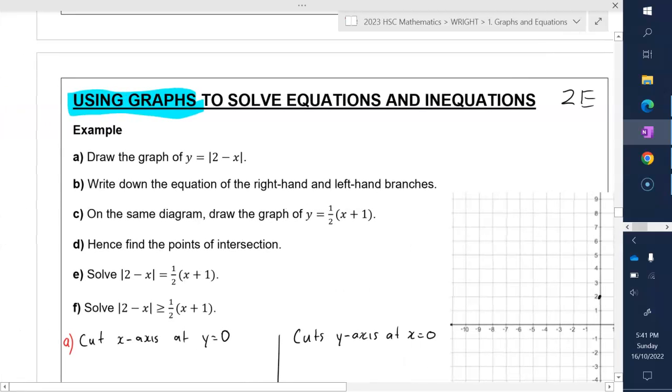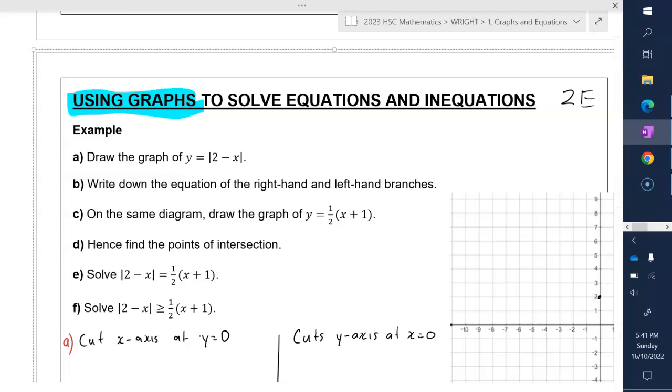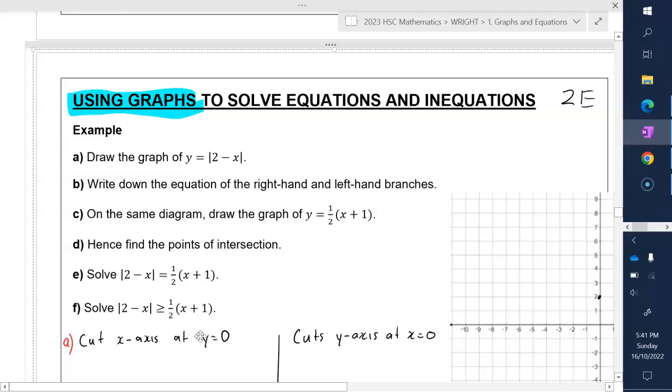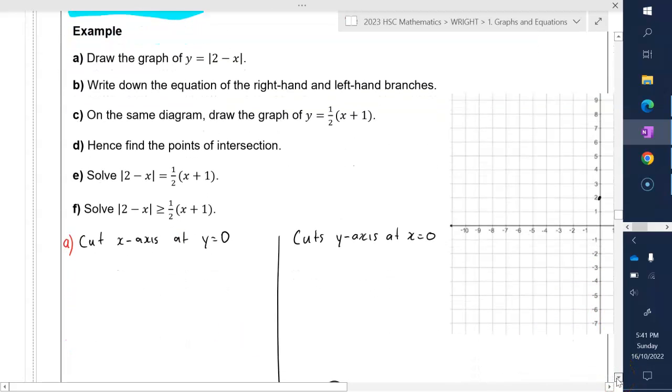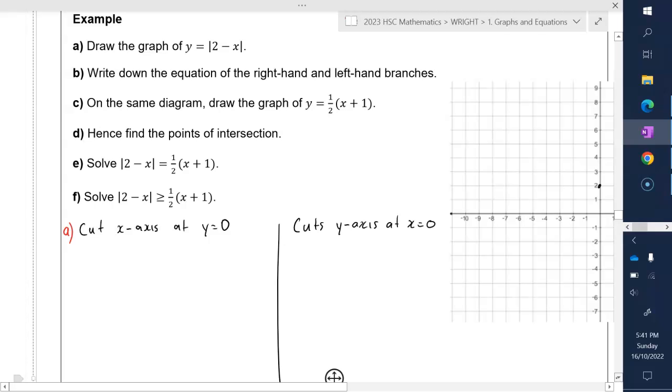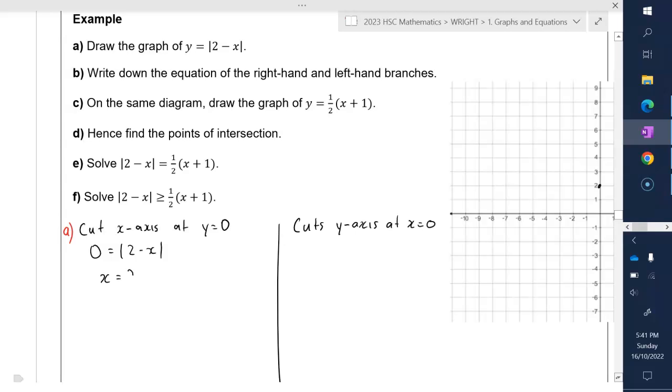In order for us to first of all draw this graph, y equals the absolute value of 2 minus x, we really need to figure out where it cuts the x-axis and where it cuts the y-axis. I've started that down the bottom for us, part A. It cuts the x-axis when y is equal to 0, and the y-axis when x equals 0. So, cutting the x-axis at y equals 0: 0 equals the absolute value of 2 minus x. When is that going to be 0? That's going to be 0 when x is equal to 2.